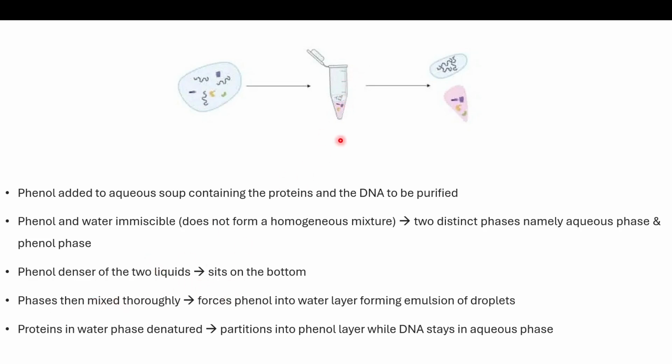I showed you the vortex machine, right? This same small tube can be put on that black area and vibrated at a certain speed. Then we let these two layers mix together. Definitely it is immiscible, so phenol will form droplets in the aqueous layer.